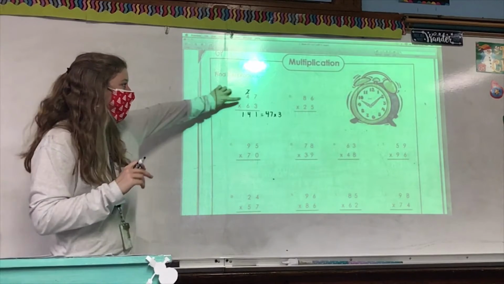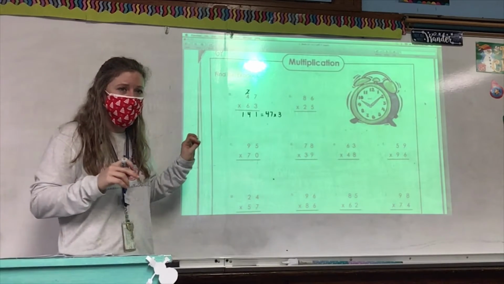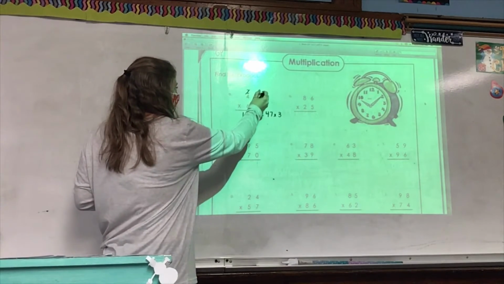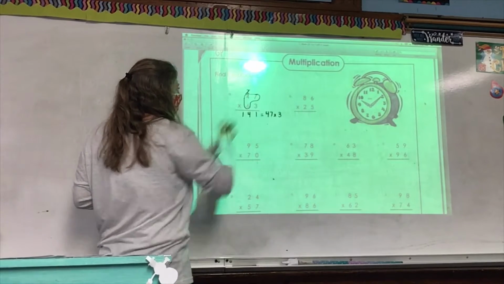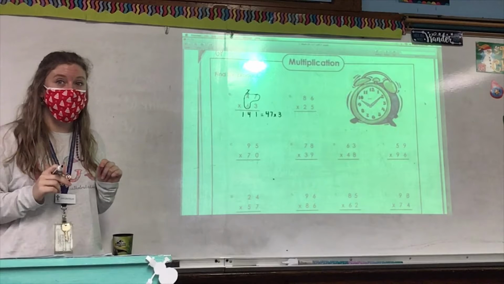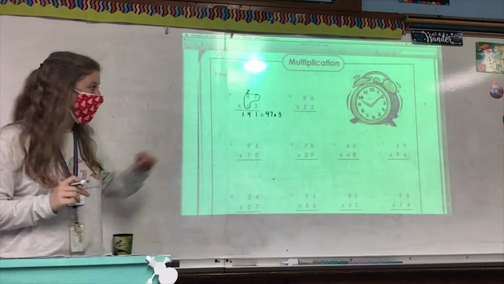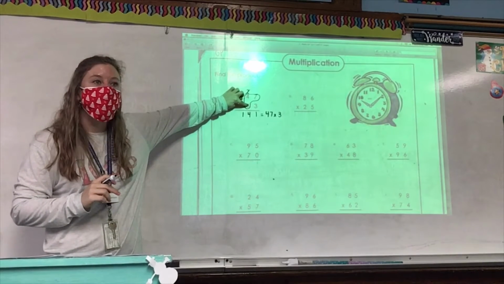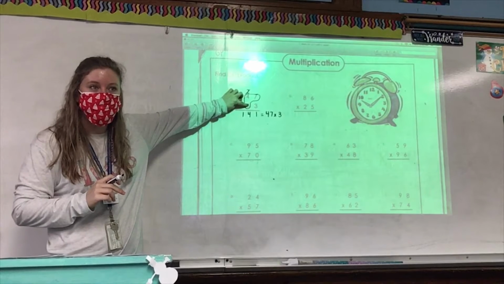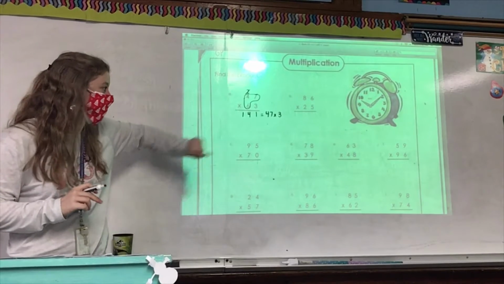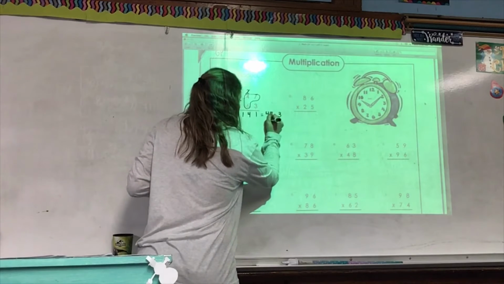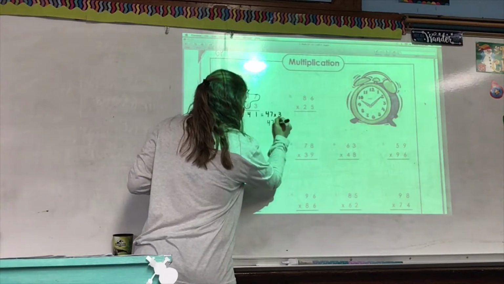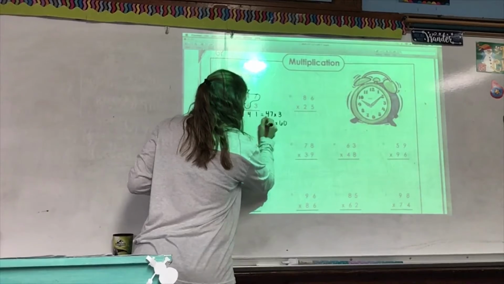I know that doesn't mean I'm doing 4 times 6. It means I'm multiplying my entire top factor by the value of the digit in the tens place in my bottom factor. Class, what is the value of a 6 in the tens place? 60. So I'm not doing 47 times 6. I'm doing 47 times 60.